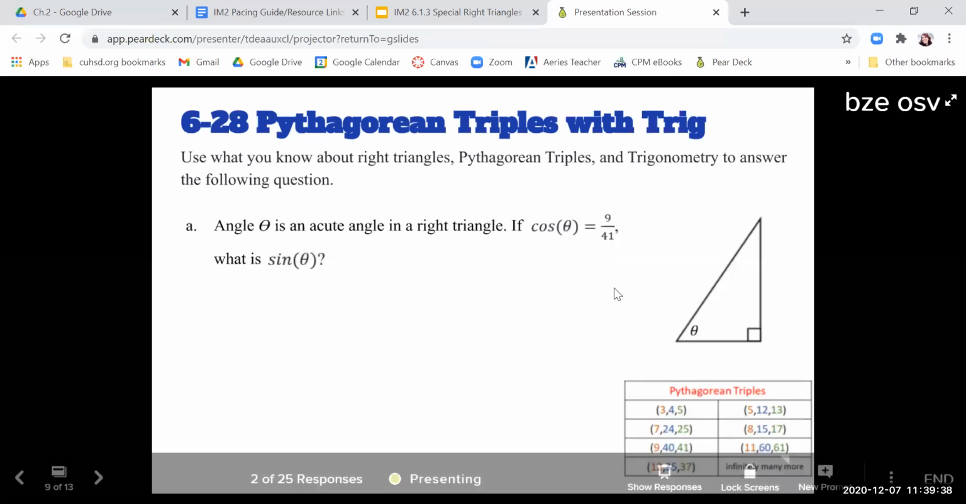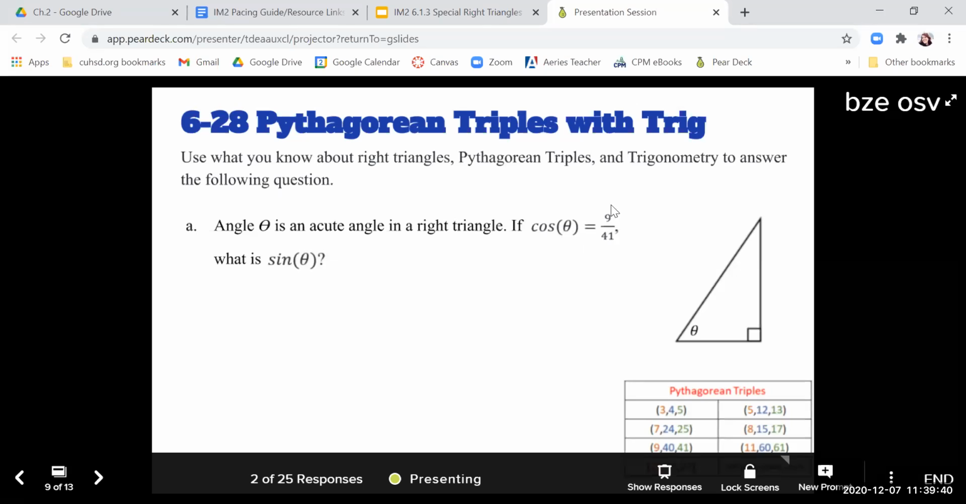So one way to do this would be to take this expression 9 over 41 and put it into that formula we just learned about, and then work backwards to solve for sine. And you could do that. Another way is to draw a generic random right triangle with a theta in there, and then put the information from this first equation into the triangle. So here's what we're going to do. I'm showing you two methods today.